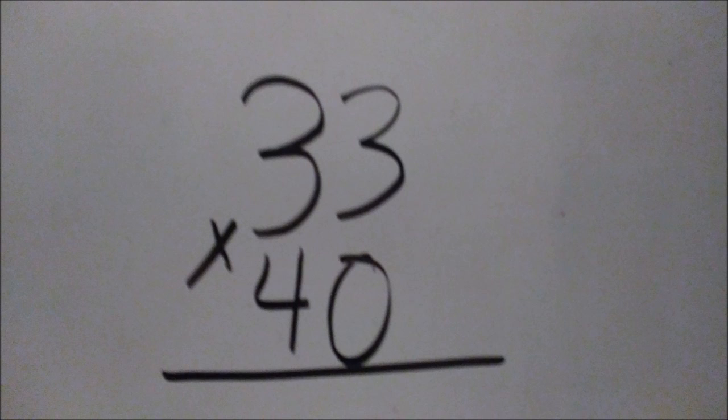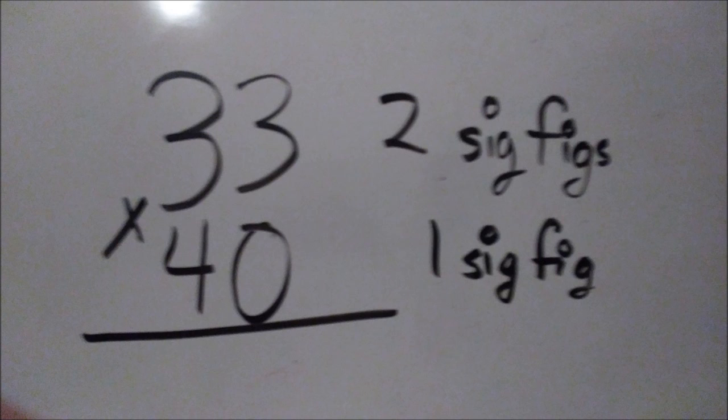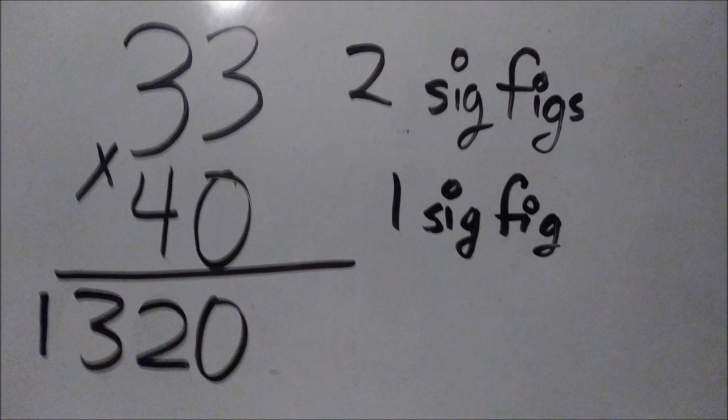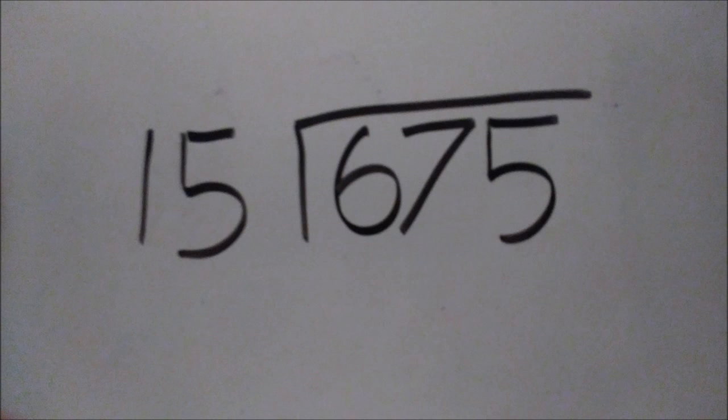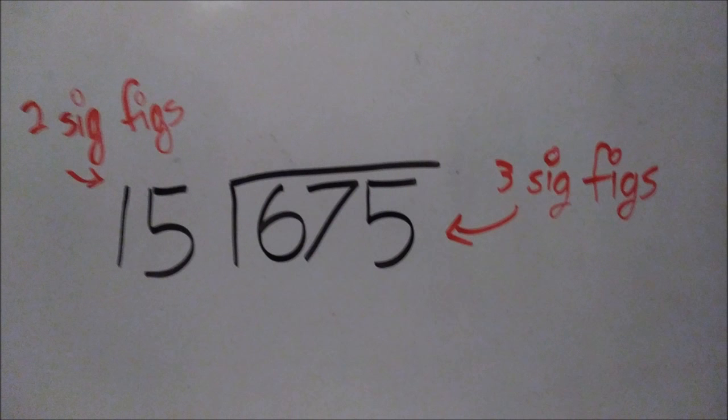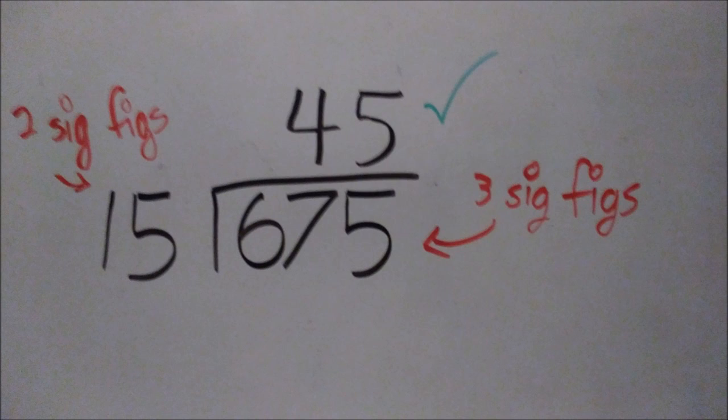In another example, if you multiply 33 by 40, you would have one significant figure. The answer 1,320 must have the proper amount of significant figures, making the correct answer 1,000. The same process happens when dividing. If you divide 675 by 15, the answer must have 2 significant figures, due to the least accurate number only having 2 significant figures. Since the answer 45 already has 2 significant figures, we can leave the answer as it is.